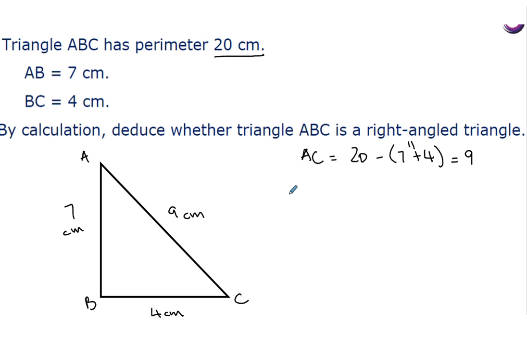So all we've got to decide is, is 9 squared equal to 7 squared plus 4 squared? And this will usually be given to you in a non-calculator paper. So let's just calculate. 9 squared is 81, 7 squared is 49, and 4 squared is 16. So 49 plus 16 comes to 65. And 81 is not equal to 65. So that means it's not. So no, not a right angle triangle.